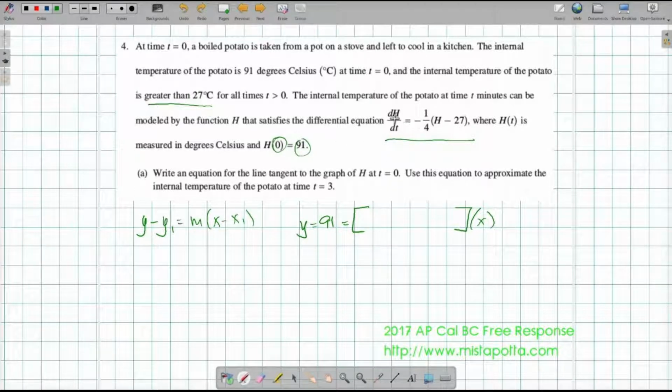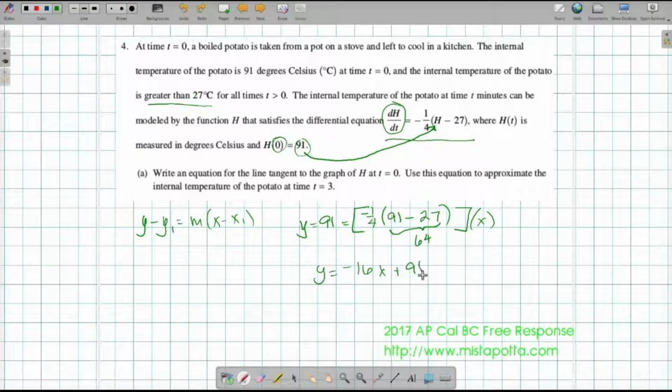My slope is going to be whatever the derivative is for h, but notice that h is 91. So I end up with negative 1/4 times 91 minus 27. And this is a perfectly legitimate answer, although it would be helpful to know that this comes out to be 64, and so I could really write this as negative 16t plus 91.